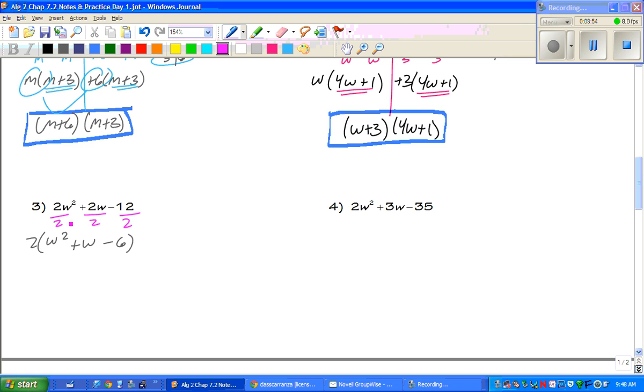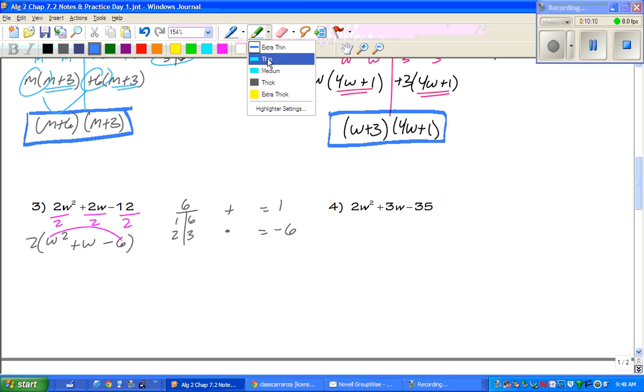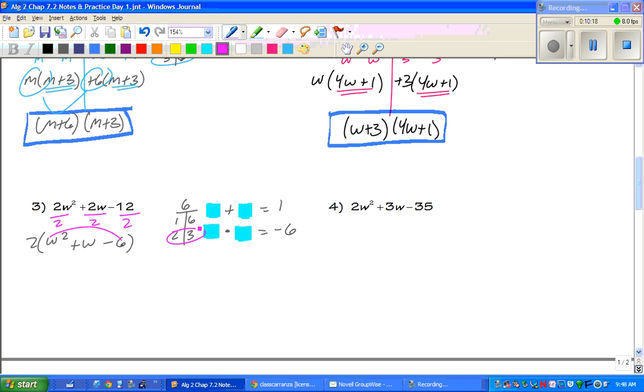Okay, so now we're going to do the same thing as before, where we multiply, and we get 6. So the factors of 6 are 1 and 6, 2 and 3. Which set of numbers add up to get to 1 and multiply to get to negative 6? Okay, it's 2 and 3. But one of them needs to be negative. And that's got to be the 2, because the 1 right here is positive.